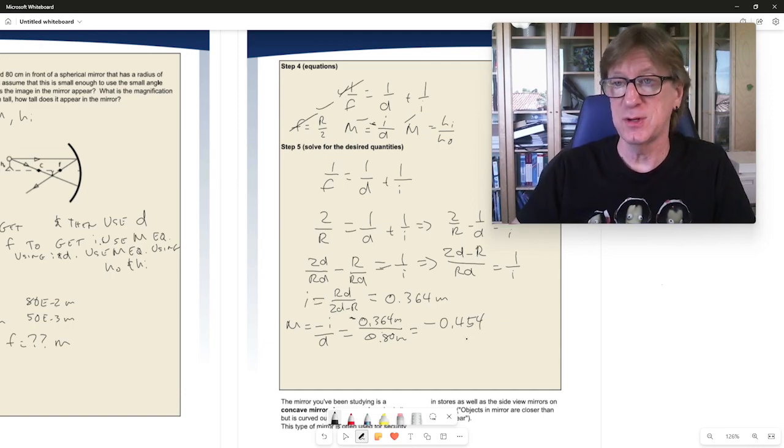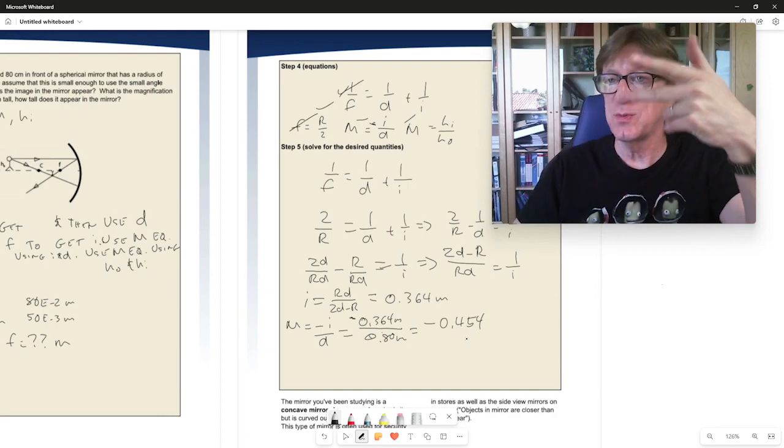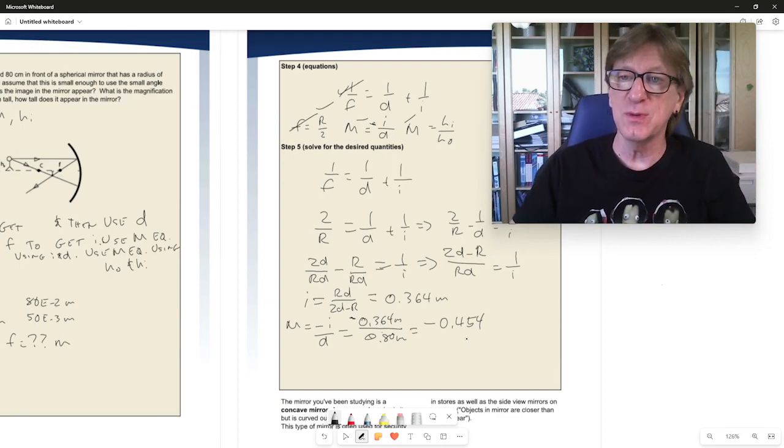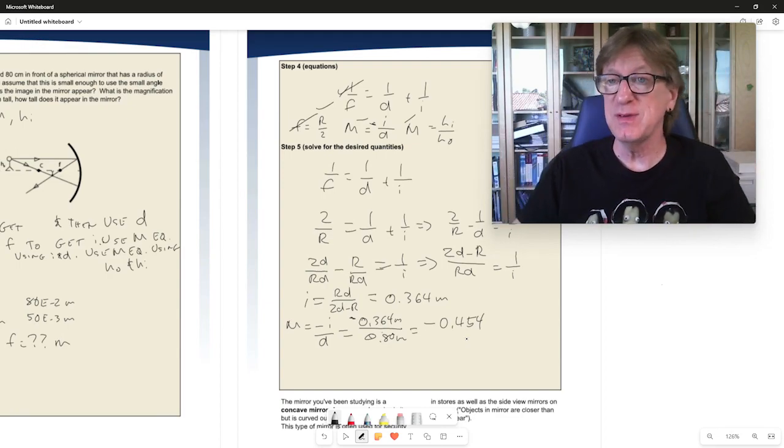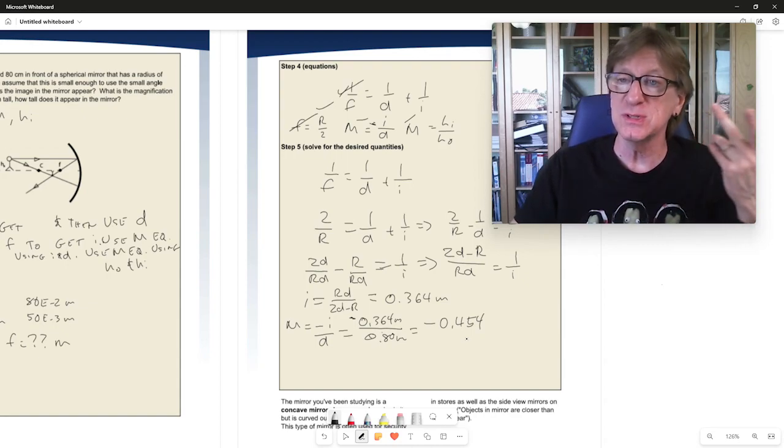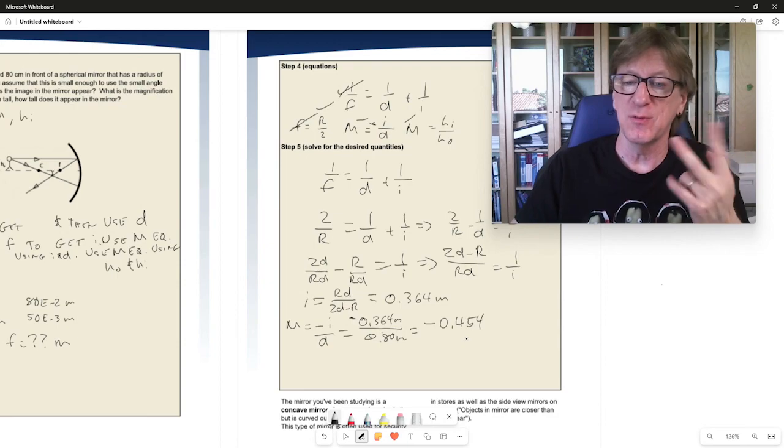So how does the image appear? Is it upright or is it inverted? It's inverted. So the image that you're going to see in a spherical mirror is also going to be inverted. So the mirror is behaving exactly like the lens. And this is true with an astronomical telescope. Even if I'm using mirrors, everything is going to be inverted and reversed.